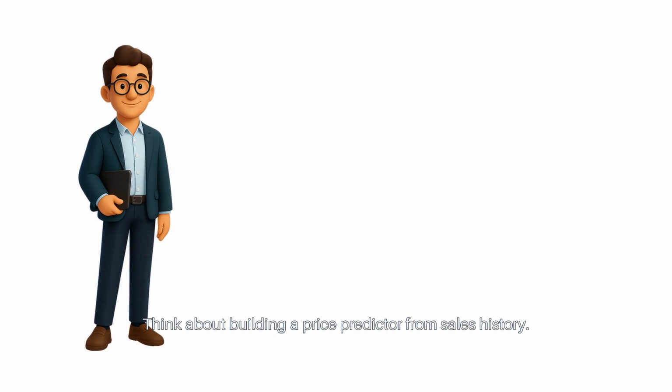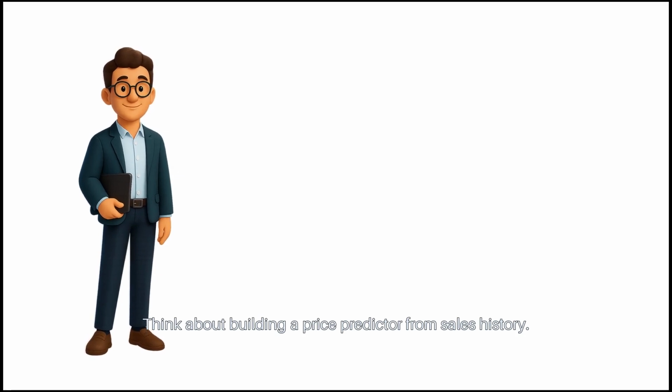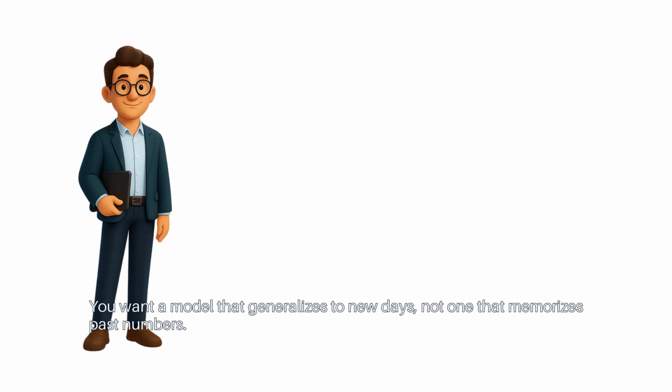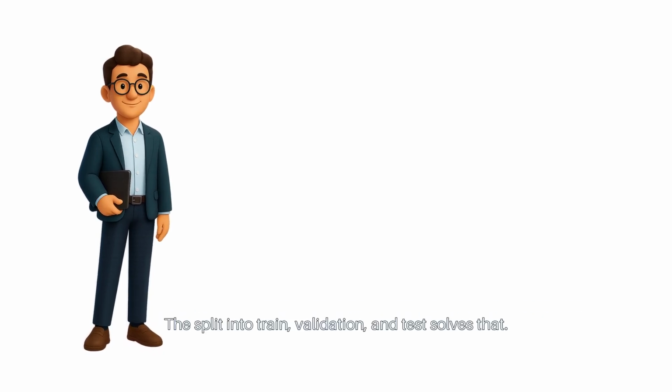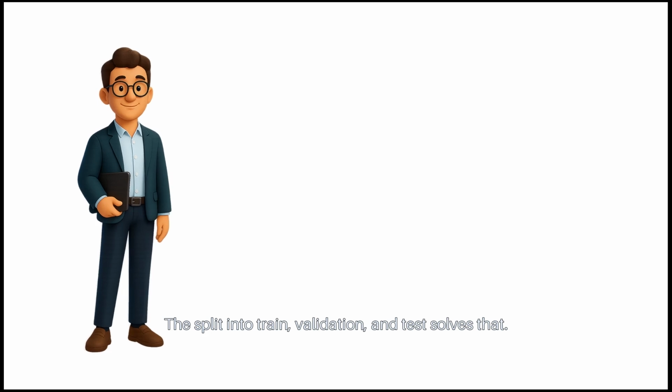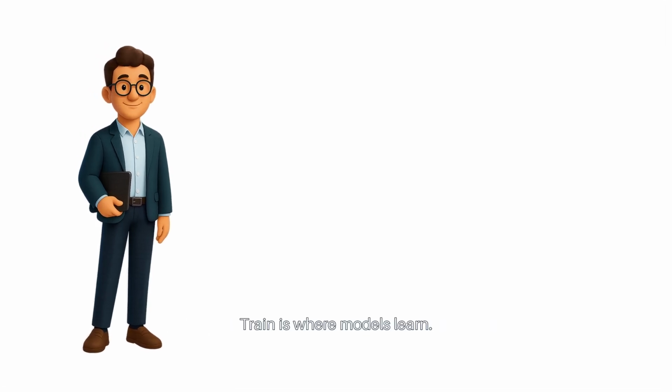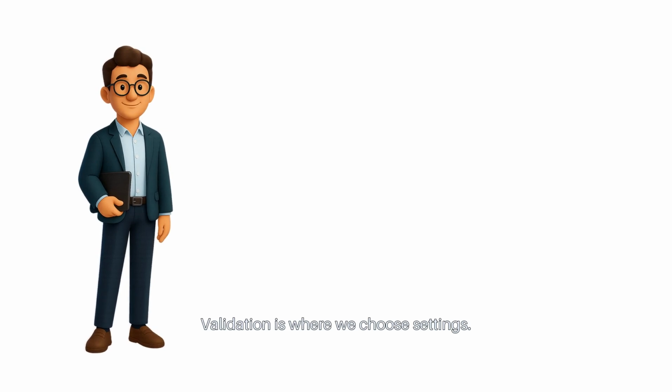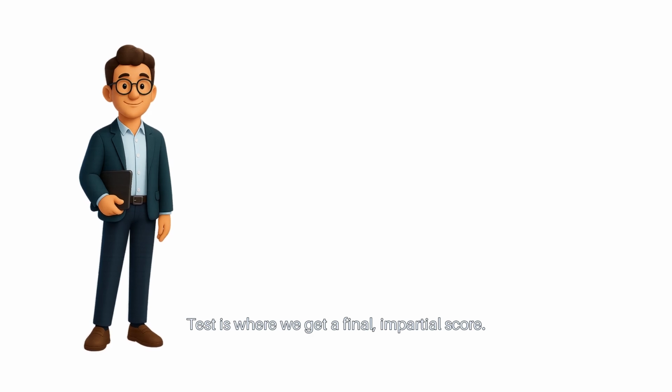Think about building a price predictor from sales history. You want a model that generalizes to new days, not one that memorizes past numbers. The split into train, validation, and test solves that. Train is where models learn. Validation is where we choose settings. Test is where we get a final, impartial score.